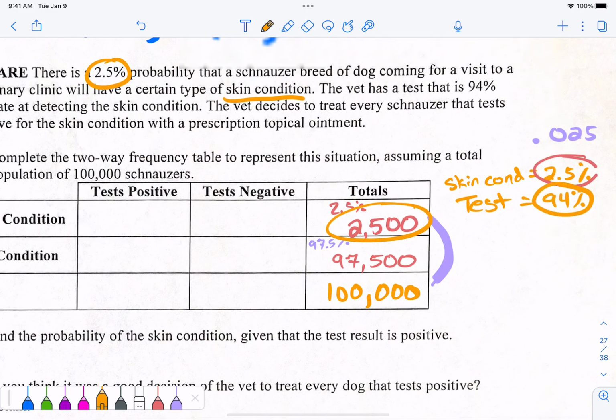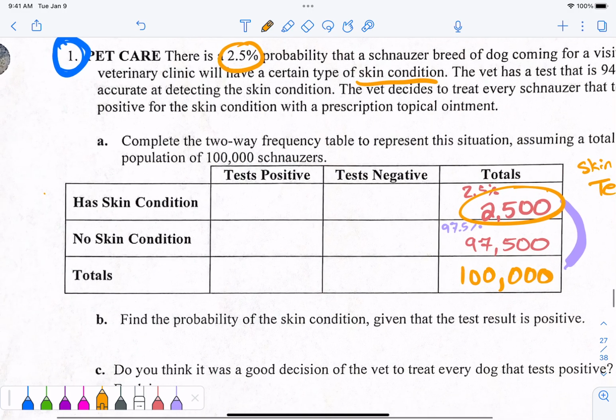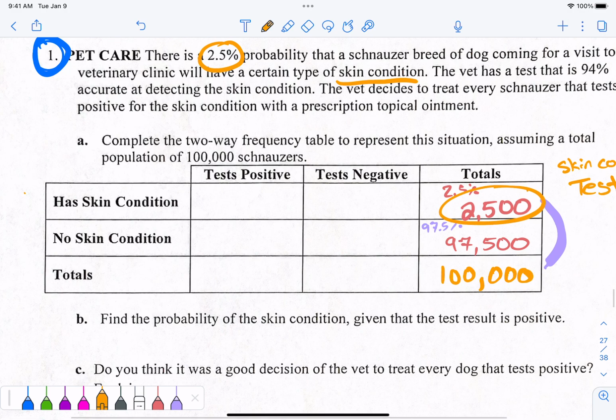94% of those dogs are testing how? Negative. If they have the skin condition, they should test positive, and 94% of the time that's happening.